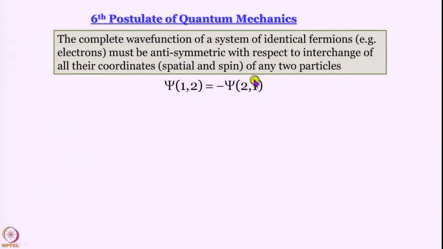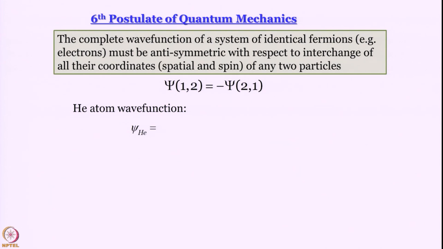Fermions are particles with half integral spins, bosons are particles with integral spins, electrons are fermions, and the Pauli principle says that for identical fermions, the total wave function, the complete wave function, that means spatial part times spin part, must change sign if the labels are exchanged. And this is nicely demonstrated if you try to write down the helium atom ground state wave function.